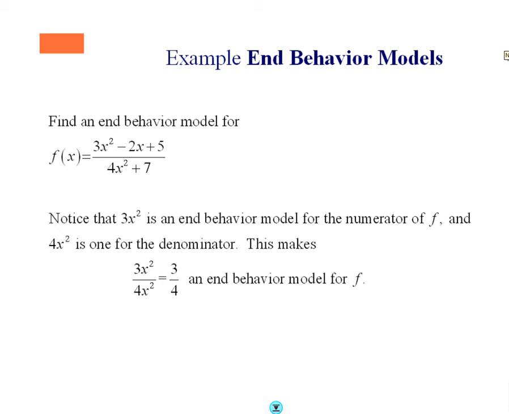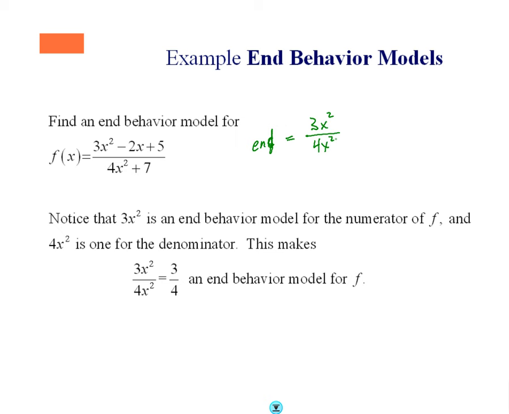So here's an example. I want to find the end behavior model for this function f of x, a rational function. Based on what I just told you, what's happening at the top? My end behavior for the top is going to be 3x squared. My end behavior for the bottom is 4x squared.